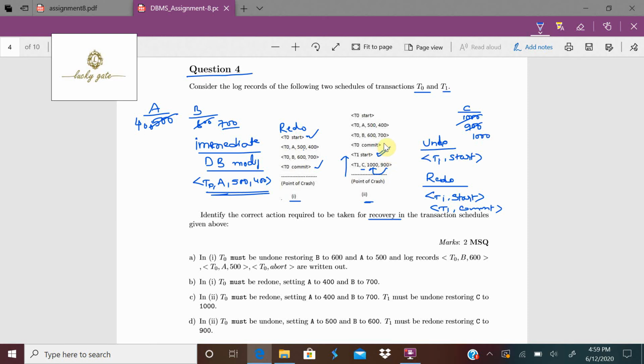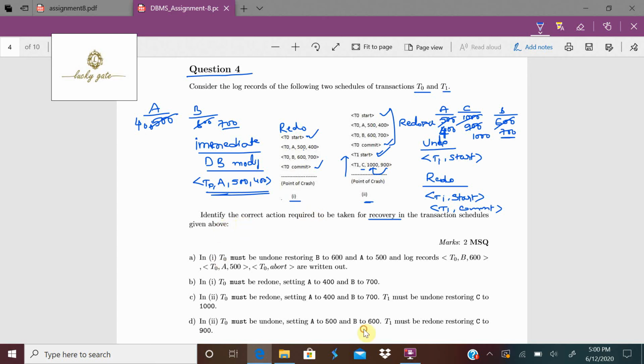Next, when you scan the log backwards, we have a T0 commit and T0 start, which means T0 is to be redone. Now look at what T0 is updating. T0 is updating the value of A and B. The value of A, which is 500, is changed to 400, which will be done one more time. And the value of B, which is 600 initially, is changed to 700. Again it will be redone to 400 and 700 respectively.